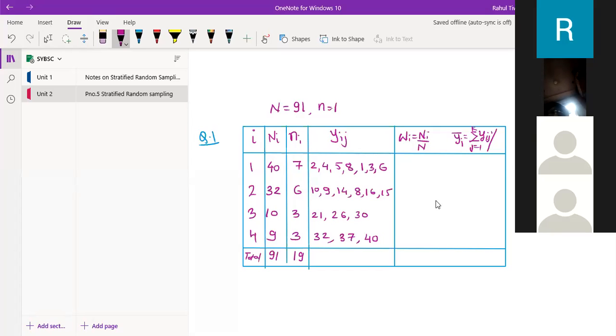So j is running from 1 to k, yij into small ni, sir, right? Summation j takes value 1 to ni. Sorry, sorry, yes sir. I forgot to write n. It is ni. Correct.